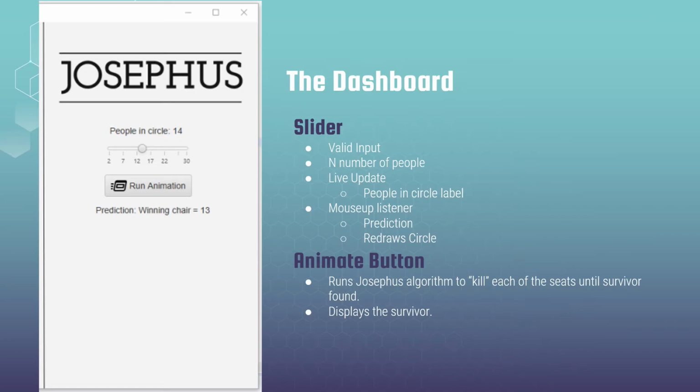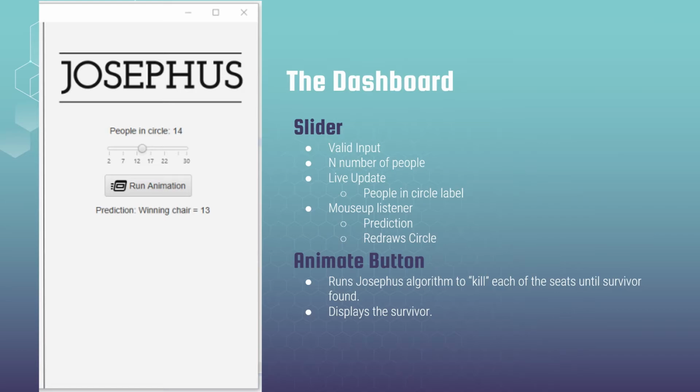Our slider actually controls quite a few things for our GUI. As you drag the slider, it will update the people in circle label with integer values. When you release the slider, the circles are redrawn and our prediction algorithm is run. A prediction is calculated to determine who the survivor will be, and then that value is placed into our prediction label.